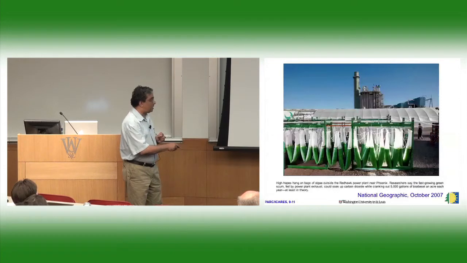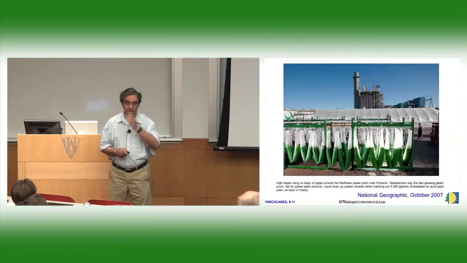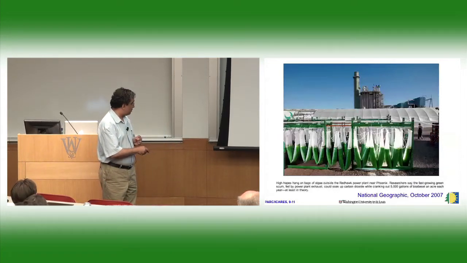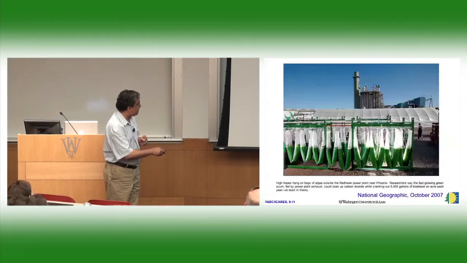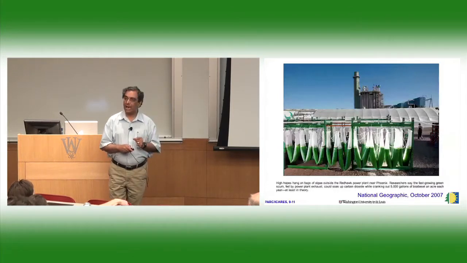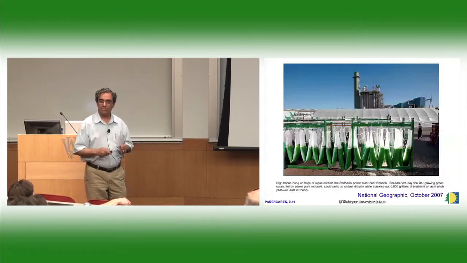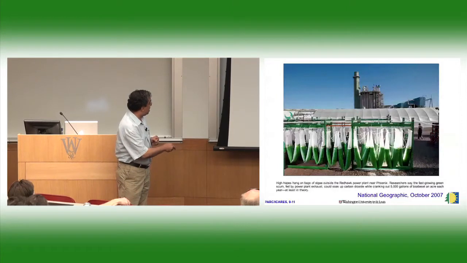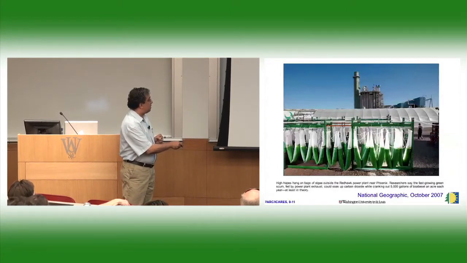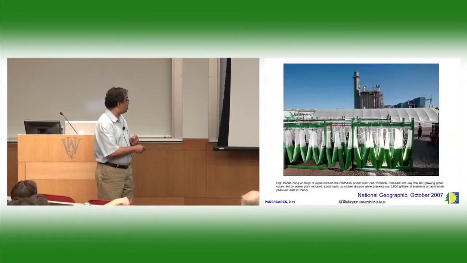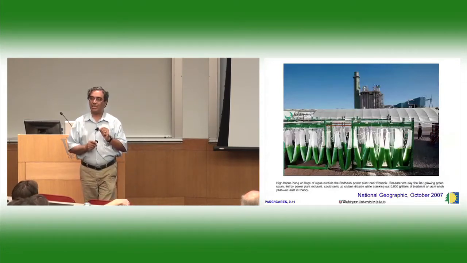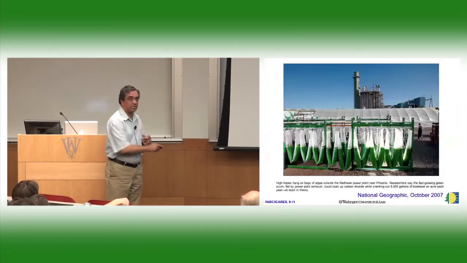So written down here is something that probably not everybody can read, so I'll read that for you. Power plant exhaust that could, so this algae can soak up carbon dioxide. Algae here are fondly called the green scum, and that's the way at least my grandmother knows algae. So could soak up carbon dioxide while cranking out 5,000 gallons of biodiesel an acre each year. But then it says, at least in theory, in 2007.